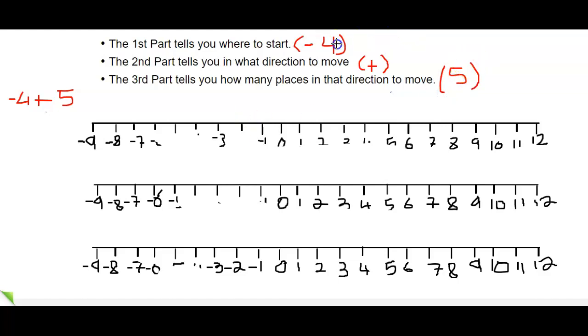Since the first part is negative 4, we must start our movement from negative 4 on the number line. So this is negative 4, negative 3, negative 2, and negative 6, negative 5. So we must start at negative 4. We're starting here.